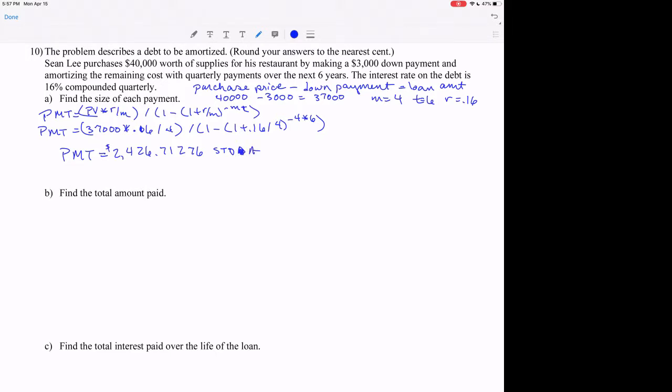Okay? So how much is the total amount paid? That's going to be your payment times your number of compoundings times your number of years. So that's going to be A times 4 times 6. So that gives you 58,241.10623. And A is simply this value that you had right here.